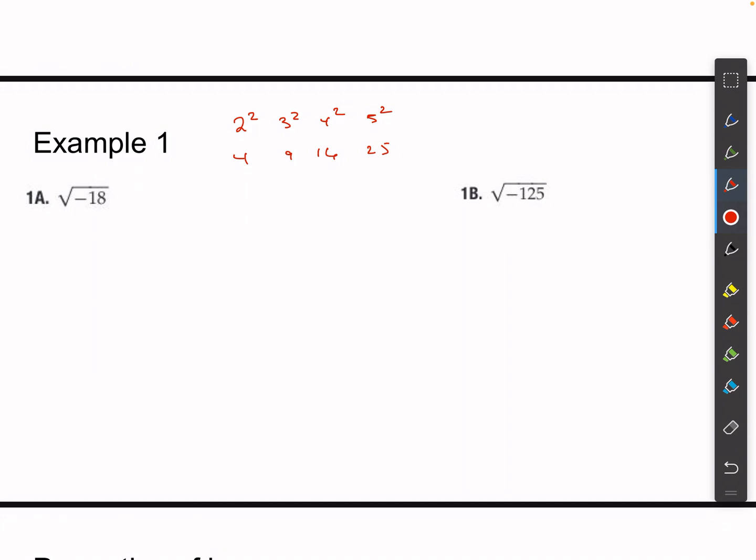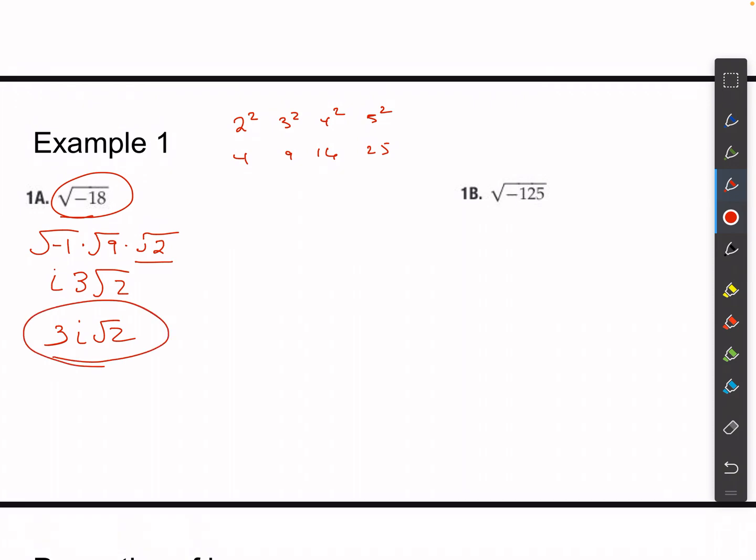Here we go. For this one, I can rewrite this as the square root of -1 times the square root of 9 times the square root of 2. -1 times 9 times 2 is -18, so I can rewrite it that way. The square root of -1 we know is now i. The square root of 9 is 3, and we can't do anything with the square root of 2, so that stays square root of 2. We always write this a little differently: we write it as 3i root 2. The i always comes second. So that would be your answer.